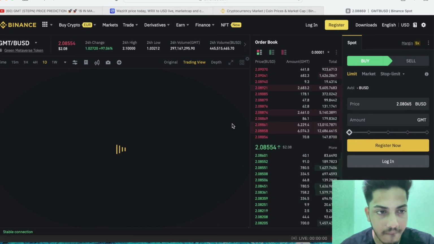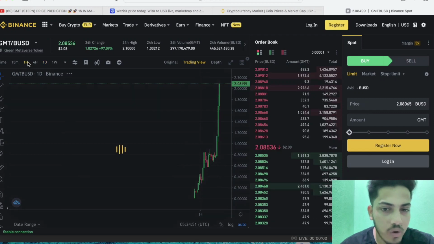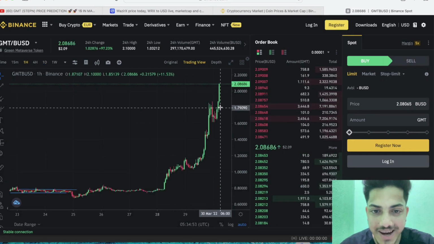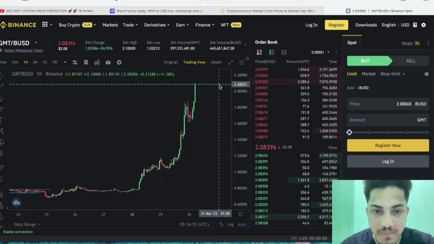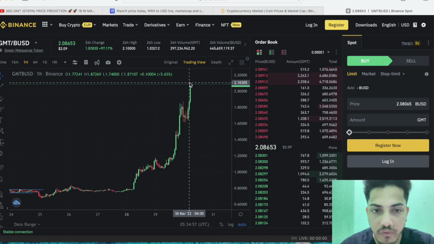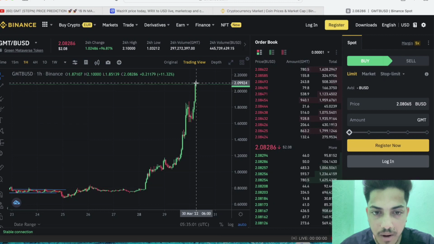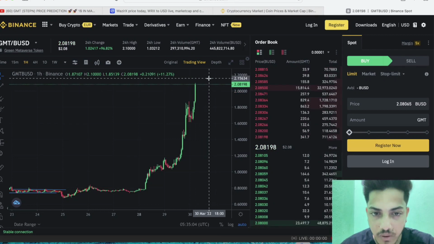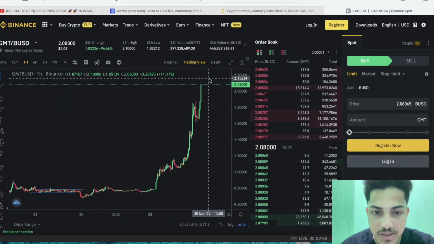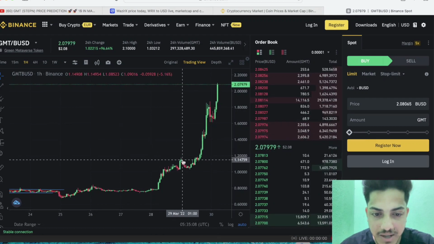Okay, it's opening. I should open the chart in 1 hour. So it's being traded at $2.8. I personally believe it will pump hard up to $2.5. Don't sell it off at this zone. I personally believe it will pump hard from here up to $2.5. That's the minimum I'm talking about, because see, a retracement already came over here.